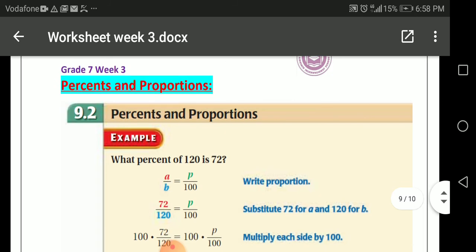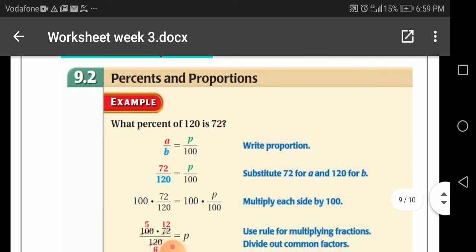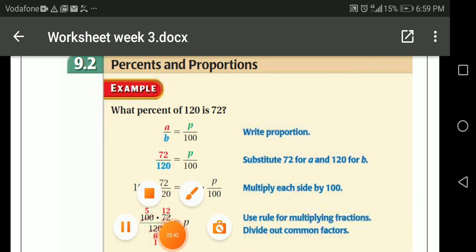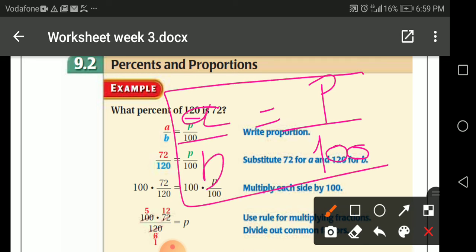Okay, so now let's enter the new lesson. The new lesson is about percents and proportions. If I have a question that says, what percent of 120 is 72? So let's see what we're talking about. He asks what percent of 120 is 72. What percent? Percent gives me A over B. This is my rule, my dear students.